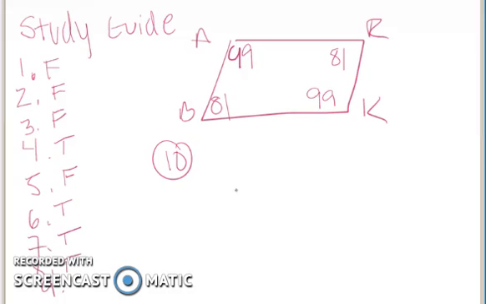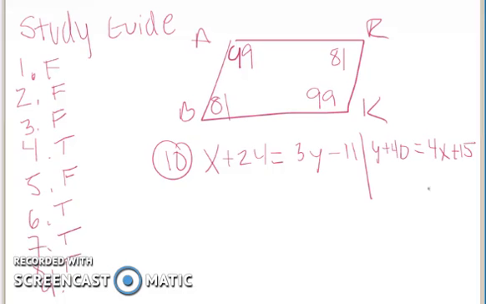Number 10 says AB and AR and RK and KB. Now this is going to be a system because AB is going to be equal to RK, so we're going to get x plus 24 equals RK, which is 3y minus 11. And then we're going to also have KB, which is y plus 40, equal to AR, which is going to be 4x plus 15.